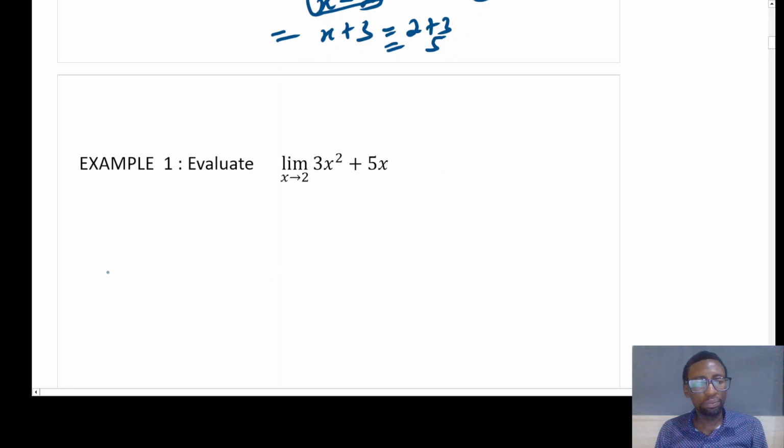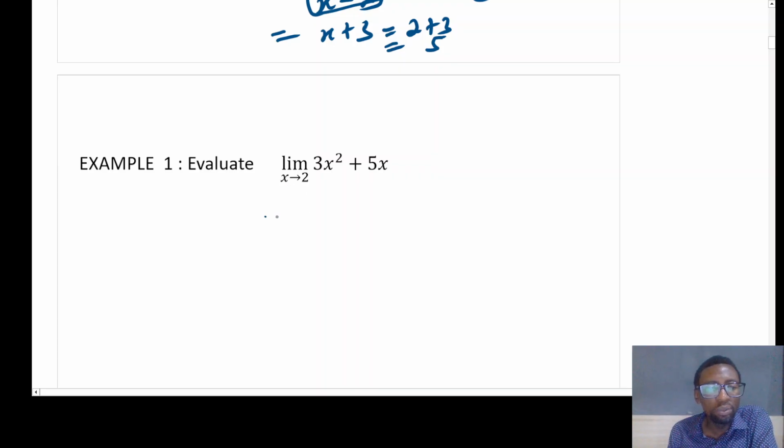Example 1. Evaluate the limit of 3x squared plus 5x as x tends to 2. The first thing you check when you are doing limits is that you ask yourself if you can simplify the function or the expression. This is 3x squared plus 5x. There is no way I can simplify this expression again. So I will just substitute the value of x because this is x tends to 2.